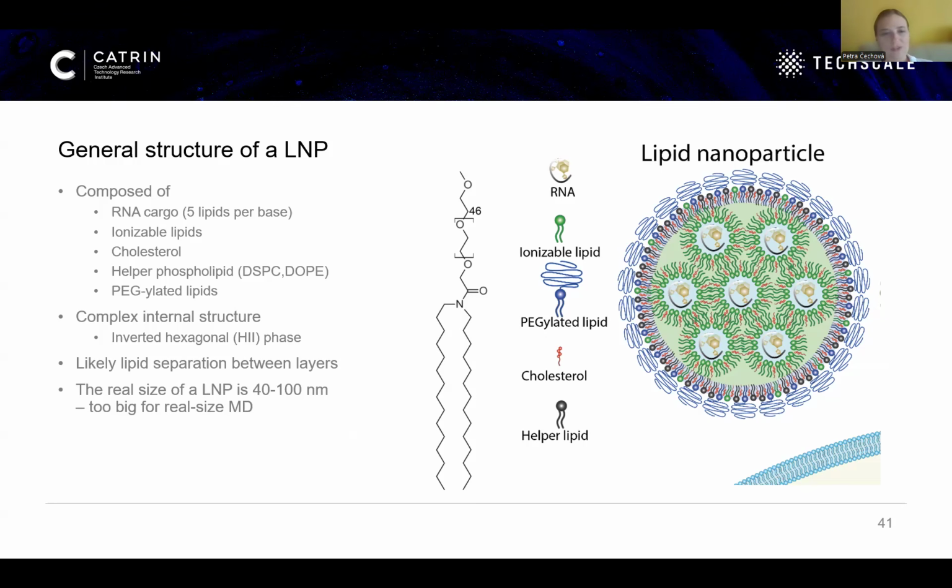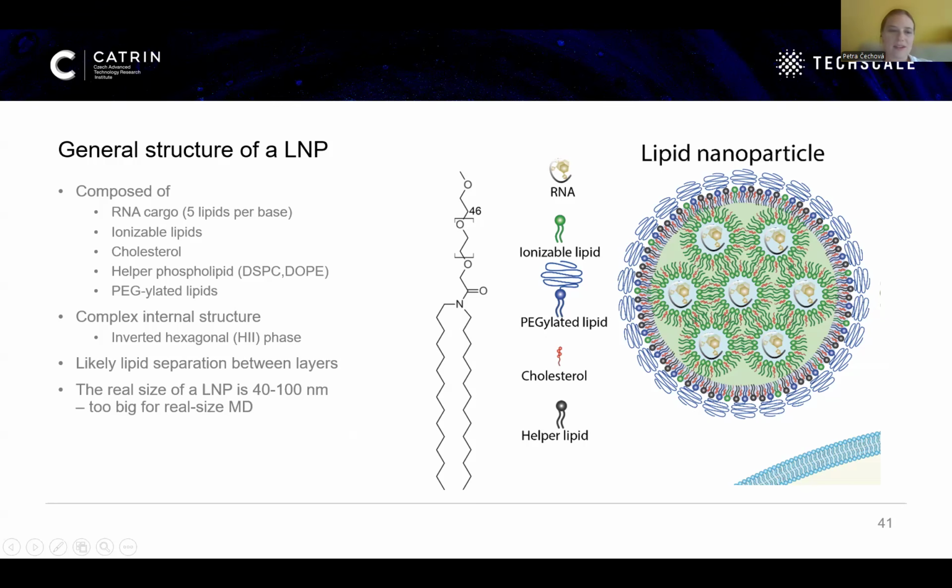There is some helper phospholipid, usually DSPC or DOPE. And then there is this pegylated lipid that is thought to coat the lipid nanoparticle from the outside. It has this very, very long polyethylene glycol chain. So these 36 units really go all the way up somewhere. So they are usually on the outside of the lipid nanoparticle.